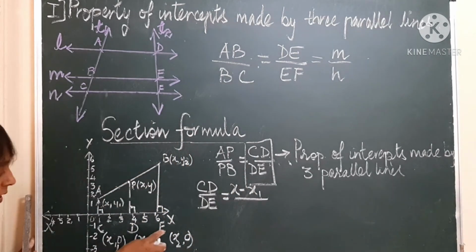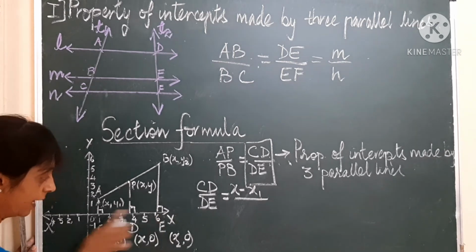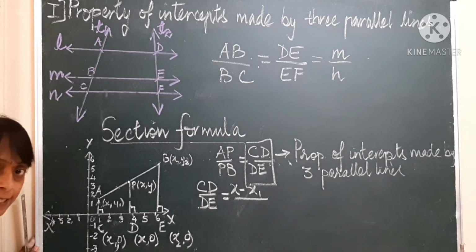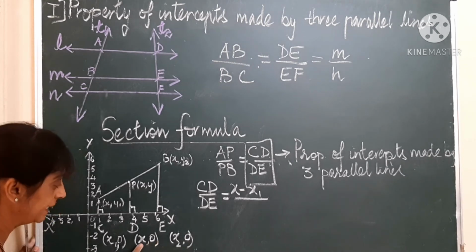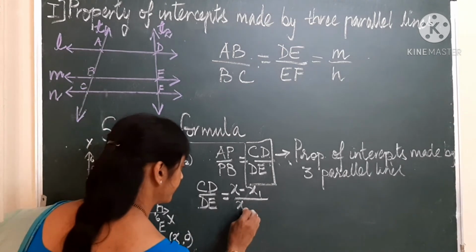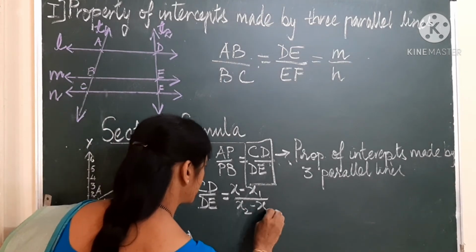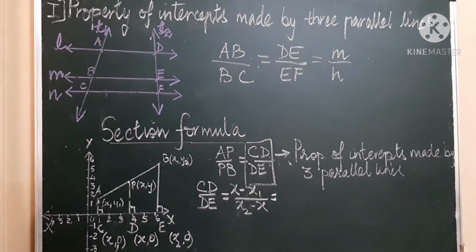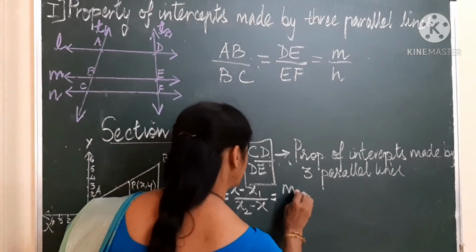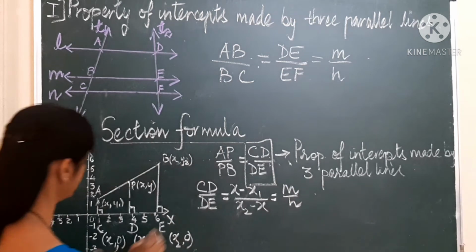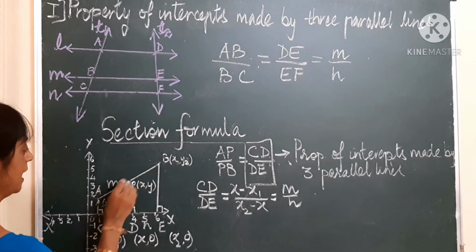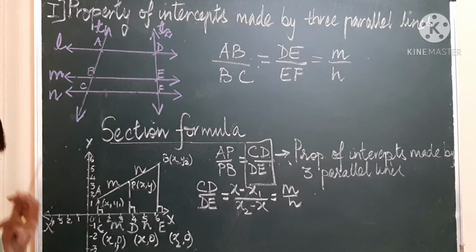upon, what is the distance between DE? Again, as they are lying on the x-axis, the y coordinate is 0. So we just take the difference between the x coordinates, x2 minus x. And that is always equal to the ratio of the intercepts. So let's take it as m is to n, the ratio of the intercepts as m is to n.